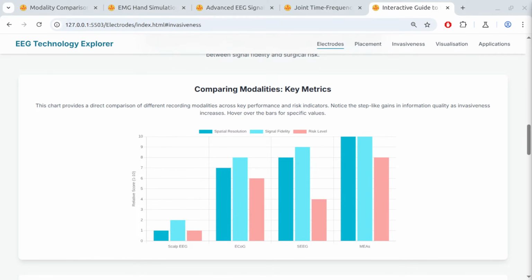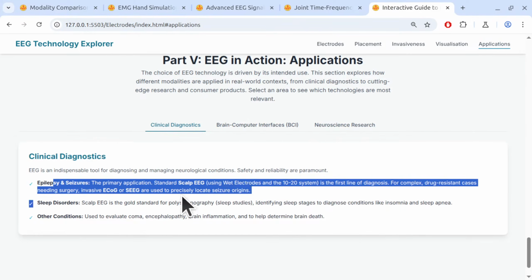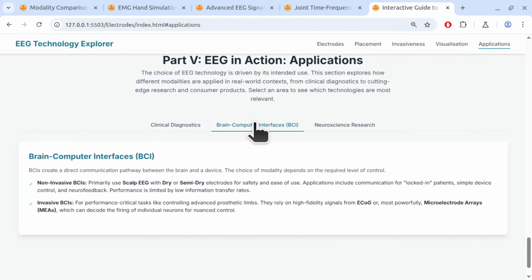Exactly. Which brings us to the real world. How are these different tools actually used? And what choices are being made? Right. Applications, obviously clinical diagnostics. Huge. Epilepsy is a major one, using everything from scalp EEG for initial diagnosis to SEEG for planning surgery, also sleep disorders, checking for brain death, foundational stuff. And brain-computer interfaces, BCIs, we touched on that, from basic communication for people who are locked in using non-invasive scalp EEG, all the way to sophisticated robotic prosthetics using invasive MEAs.